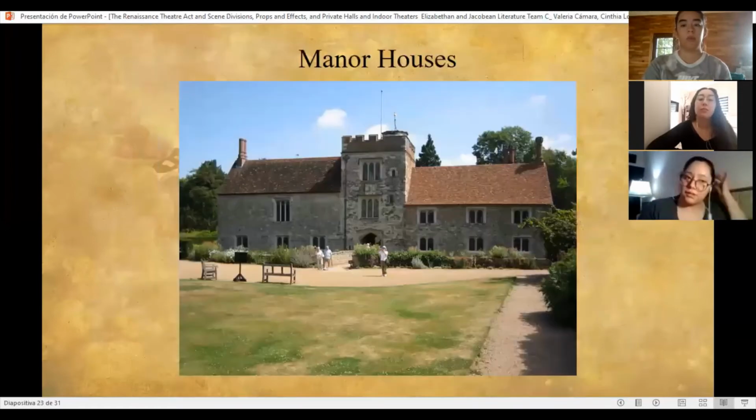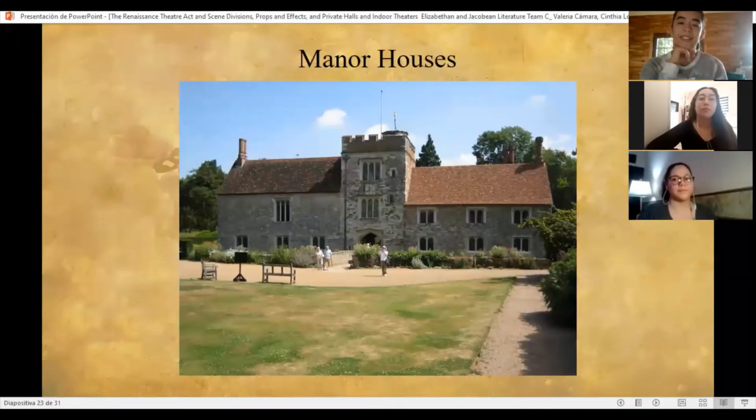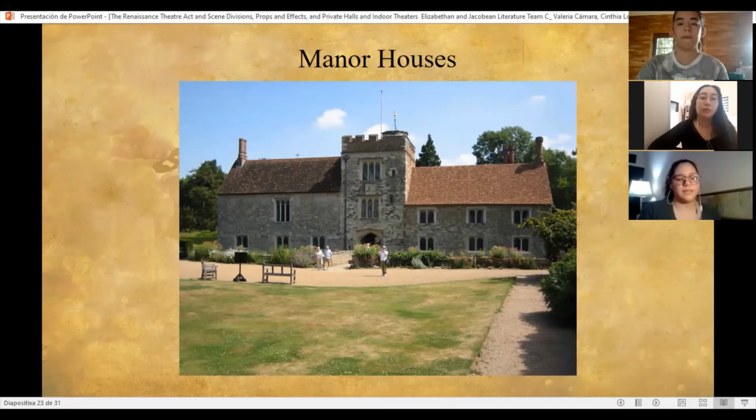Can you go to the next picture, please? This is the manor house, and it's almost like a medieval castle, but these were in the countryside. And they also had a great hall, and it was used as a great hall. It had the same purpose, which was for banquets, courts, and presentation of plays.